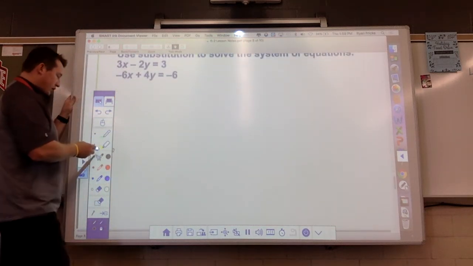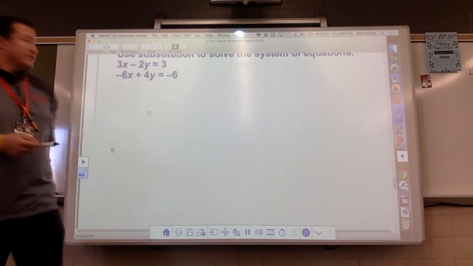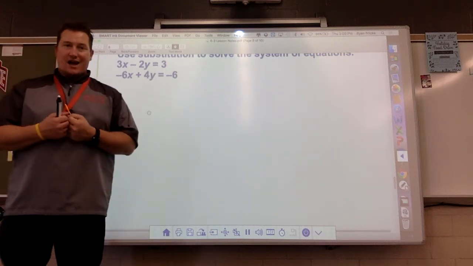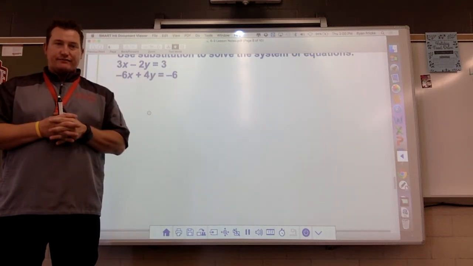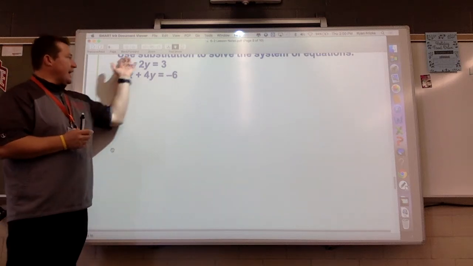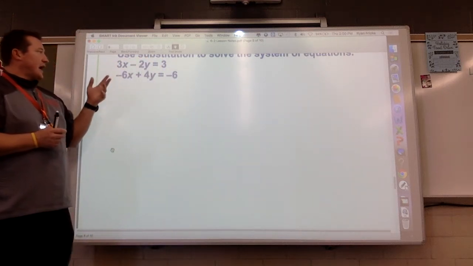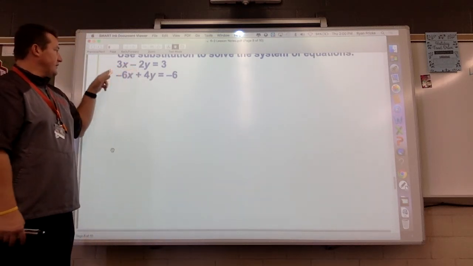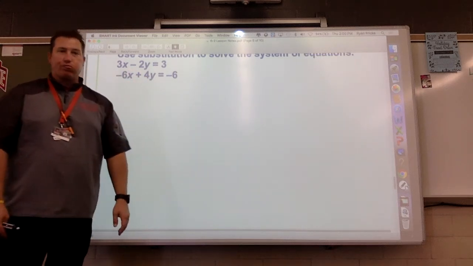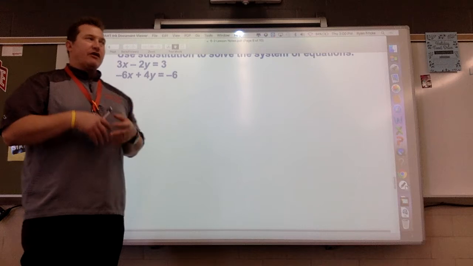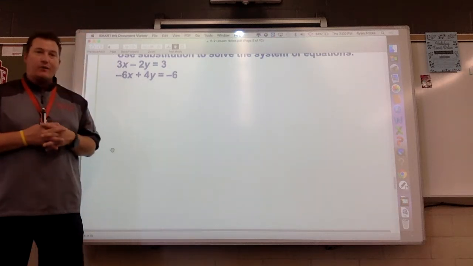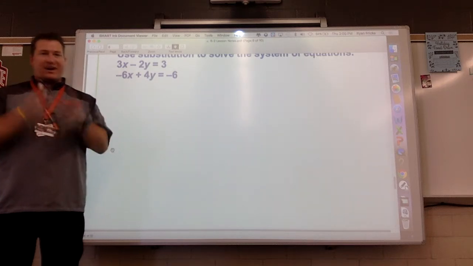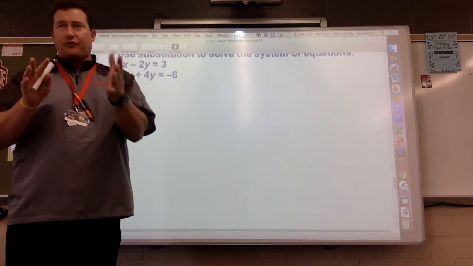All righty, here we go. All right, finally we get something. All right, now, this is kind of where substitution falls down flat on its face, right? If you analyze our two equations, I don't have a coefficient of 1 or negative 1 anywhere. 3, negative 2, negative 6, 4. Not very good. If we solve one of these equations for x or y, we can definitely do that. But it doesn't matter which one we solve. We're going to get a fraction somewhere. And I know your hatred for fractions.